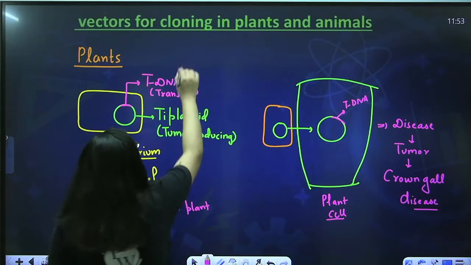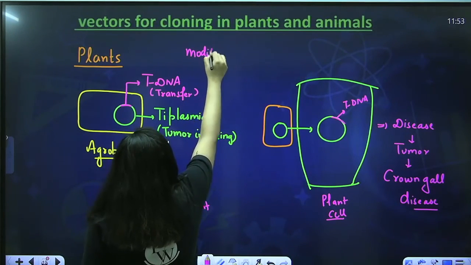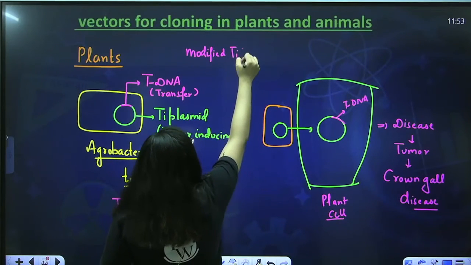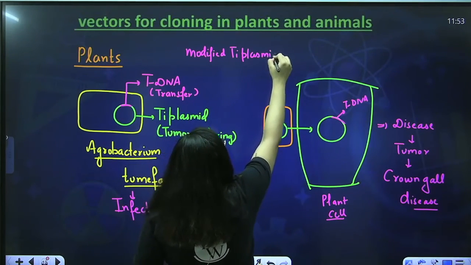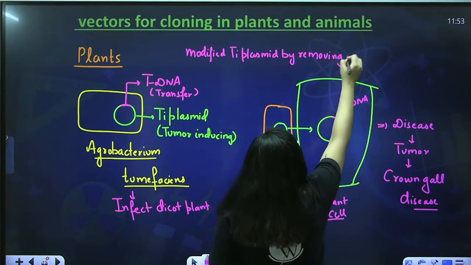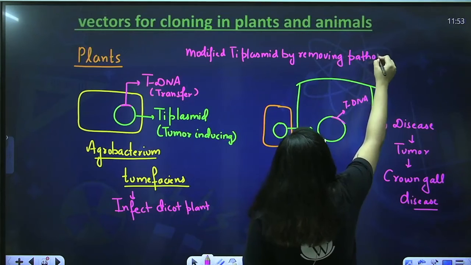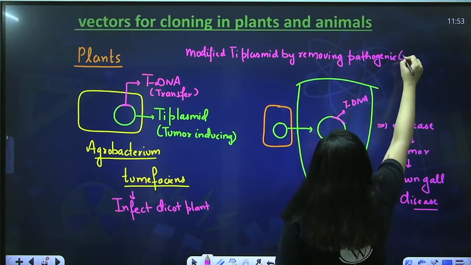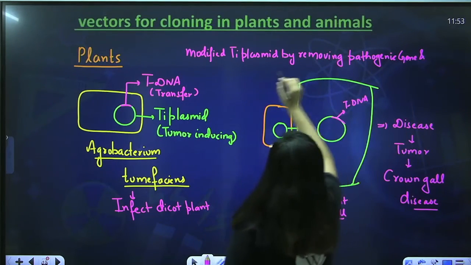So they modified the Ti plasmid by removing pathogenic genes. Pathogenic means that which was causing a disease, and used it as a vector.